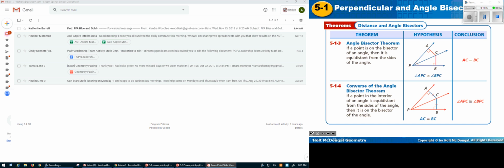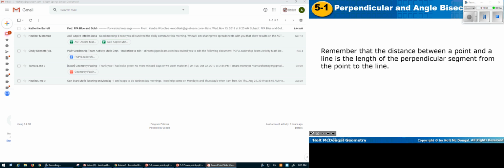This is really important for what's next. It says, remember that the distance between a point and a line is the perpendicular segment. In other words, if I have a line and I have a point, and I want to know how far point A is from that line, I could draw all kinds of lines from A to that line, right? But which one would give me the shortest possible distance?